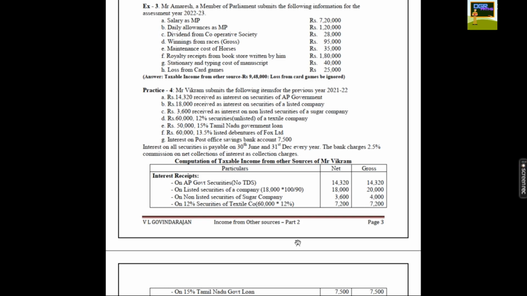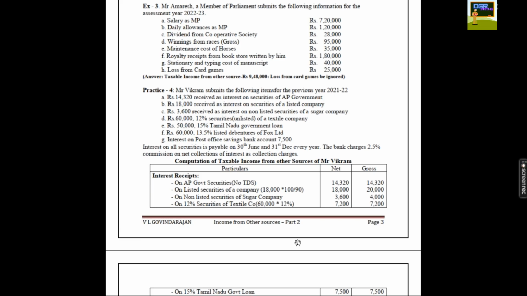Interest on all securities is payable on 30th June and 31st December every year. The bank charges 2.5% commission on the net collections of interest as collection charges. So computing the collection charges is an important criterion in this problem. Let me see the answer.